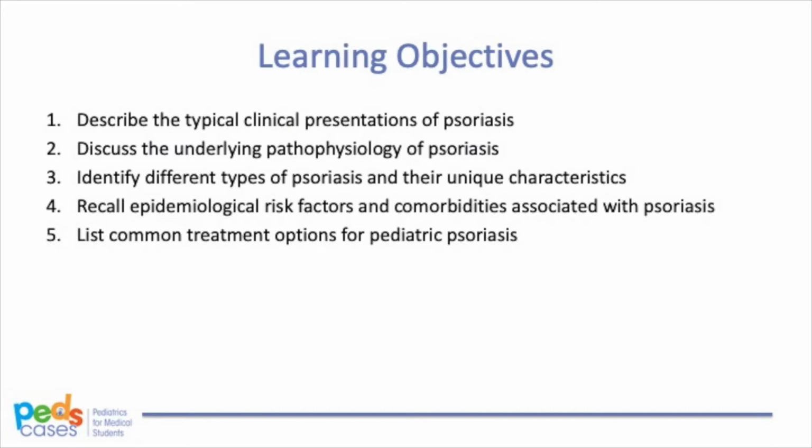After listening to this podcast, we expect the learner to be able to: Number 1, describe the typical clinical presentations of psoriasis. Number 2, discuss the underlying pathophysiology of psoriasis. Number 3, identify different types of psoriasis and their unique characteristics. Number 4, recall epidemiological risk factors and comorbidities associated with psoriasis. Number 5, list common treatment options for pediatric psoriasis.